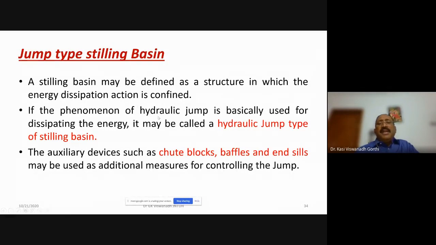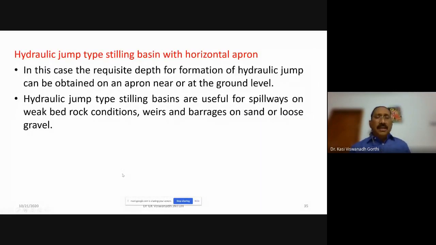confined. If the phenomenon of hydraulic jump is basically used for dissipating the energy, it may be called hydraulic jump type of stilling basin. The auxiliary devices, as we have already mentioned, like end seals, baffles, chute blocks, also may be used as an additional measure for controlling the jump so that more energy can be dissipated. So hydraulic jump type stilling basin with a horizontal apron.